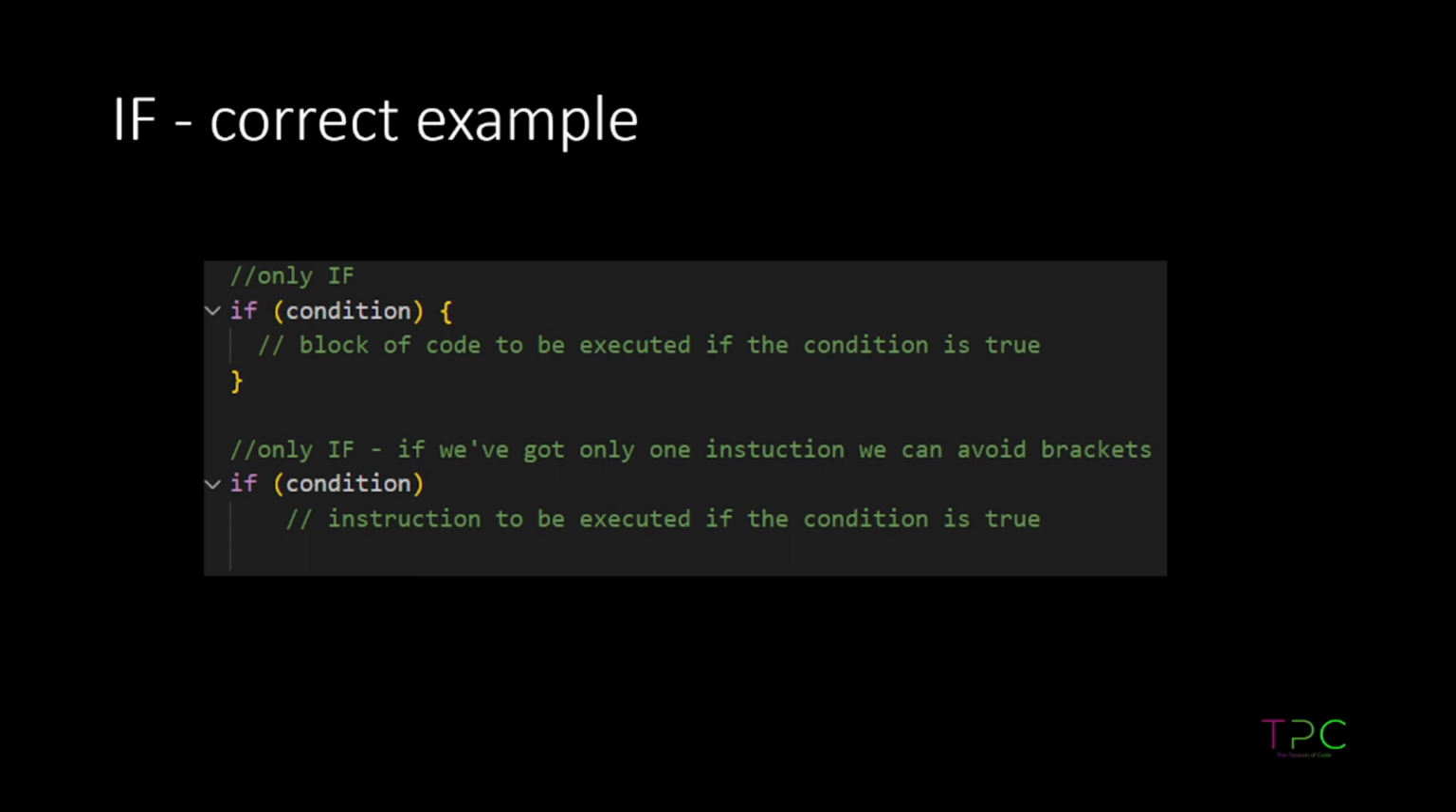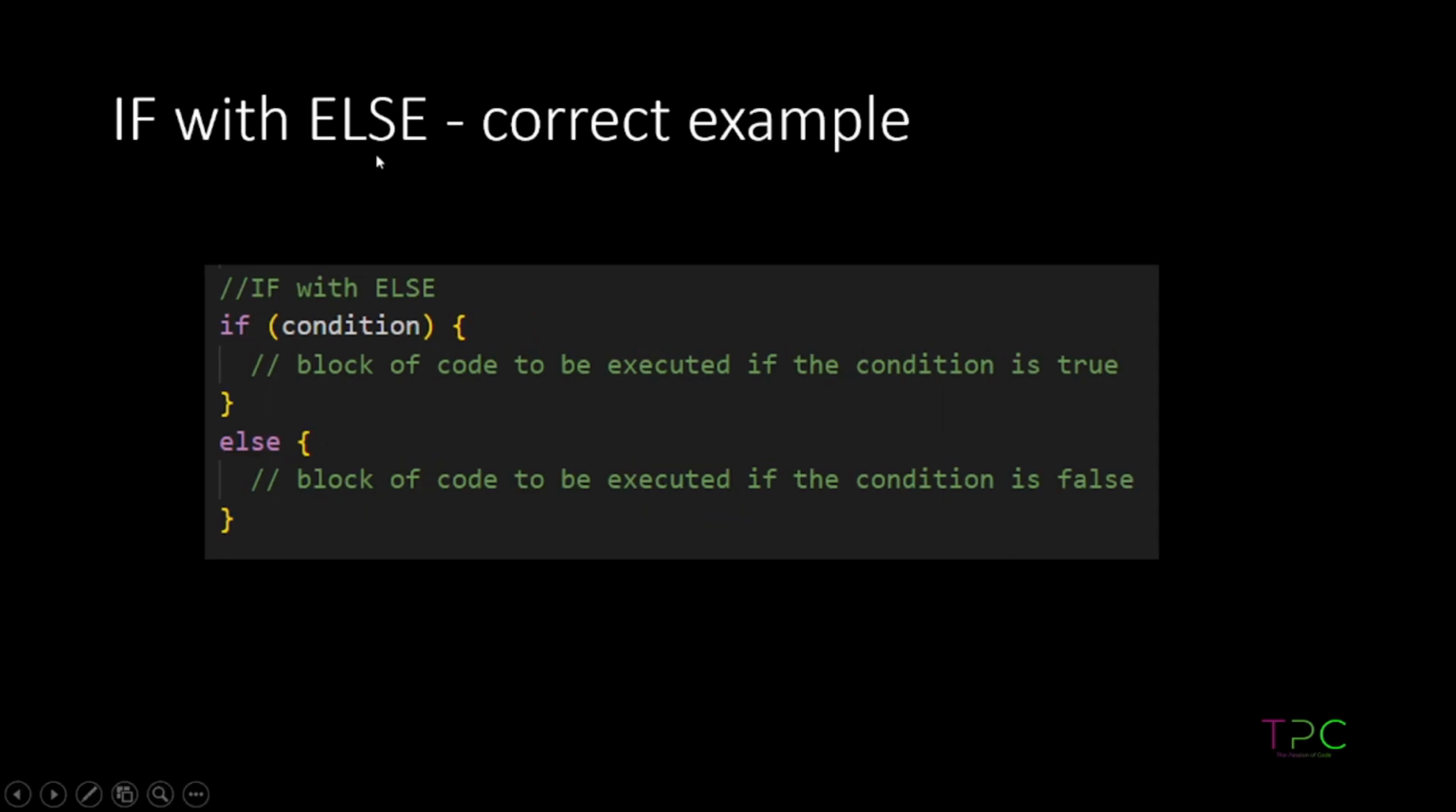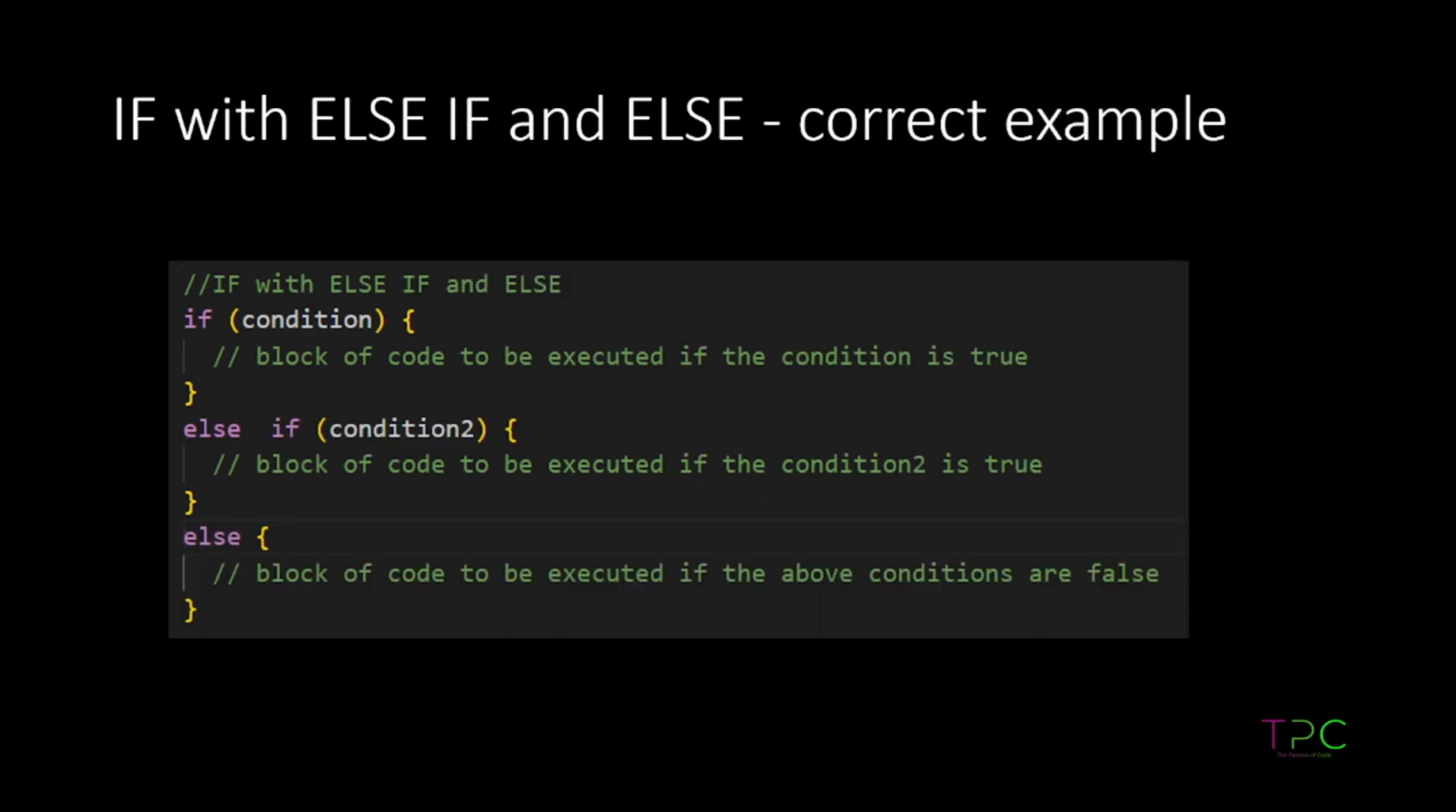Okay, let's go now to the second example, if with else. Again, this is a correct example. First of all, it always has to be an if statement. And then we've got the else keyword with, again, curly brackets. And this block of code will be executed if the condition is false, in this condition, right? So it will be executed in any other case. So that's it.